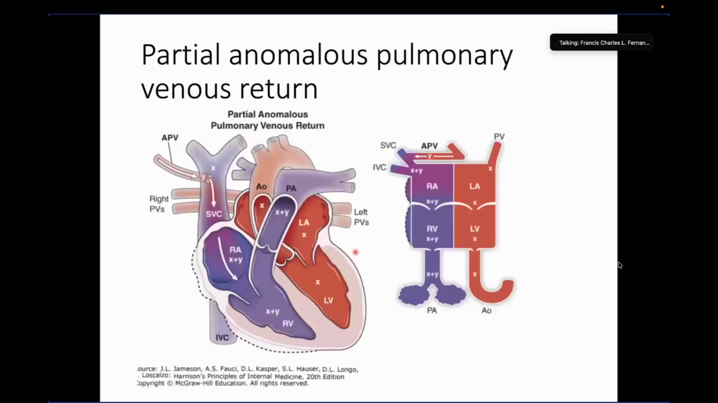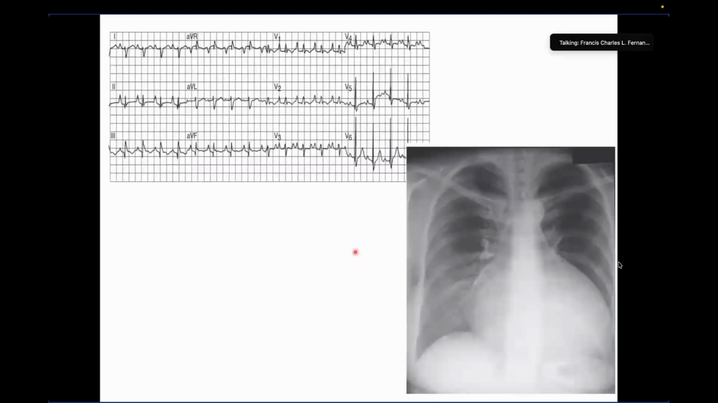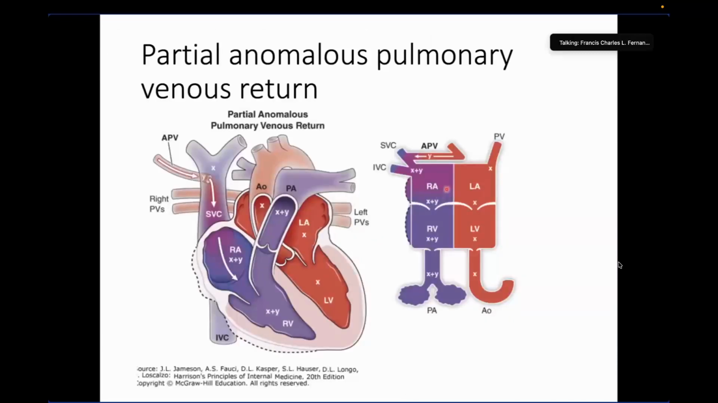So what are the components of TOF? Later we go through it. So this one is an example of partial anomalous venous return. So this is the abnormal pulmonary vein, which is oxygenated, going to the SVC. Not so much hemodynamic implication. Some patients live normally with only a partial anomalous pulmonary venous return. So the blood from the lungs partially drains into here.